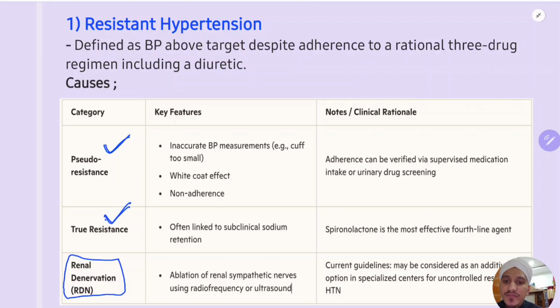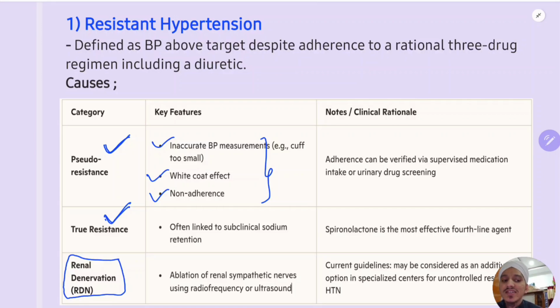So what is pseudo resistance? Inaccurate BP measurements. Example, cuff is too small, so the methodology of measurement of the BP may be incorrect. So that can be a cause of pseudo resistance, means the BP measured is wrong. Okay, or it can be white coat effect, meaning because of the clinic the BP is raised, or it can be as a result of non-adherence, the patient is not taking the medications properly. So these three can be the cause of pseudo resistance.